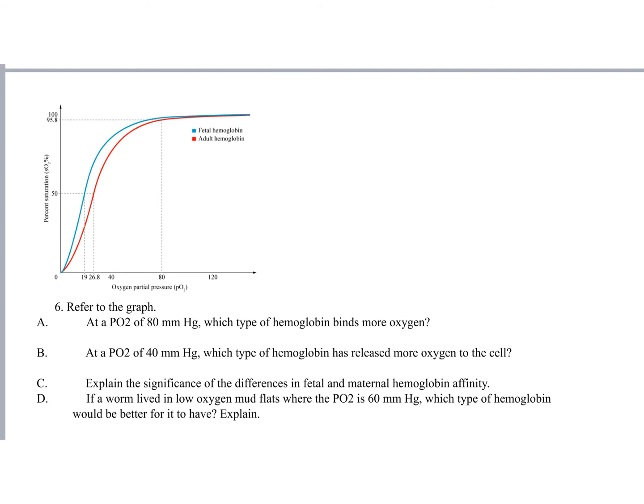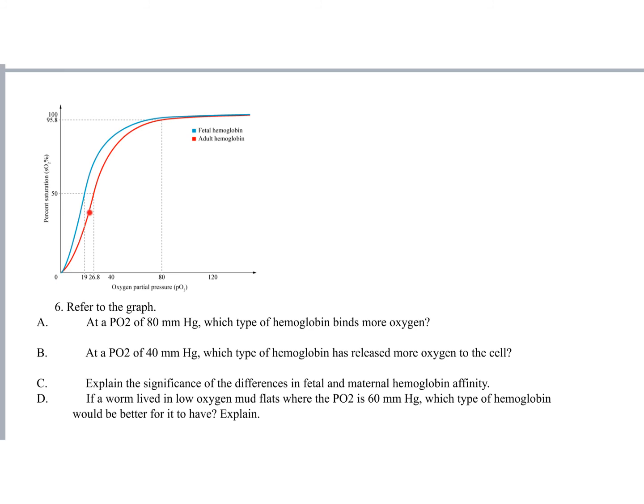All right, so look at this graph. I tried to get one as close as possible to the pre-lab, but it looks a little different, but it does have the same stuff. On the y-axis, we have the percent saturation of oxygen, just like we looked at before. And then on the x-axis, we have the oxygen partial pressure. And now what we're graphing is fetal and adult hemoglobin. And why does this matter?